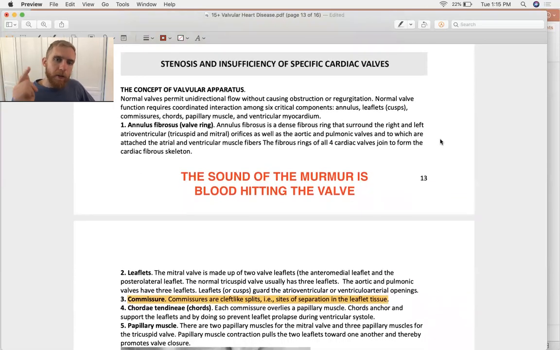So this is the good part. We are now getting into how you diagnose all these different murmurs associated with the stenosis and regurgitations of various valves. And before we really break it down, a couple things I want to get out of the way. This SDL is talking about left-sided heart murmurs.